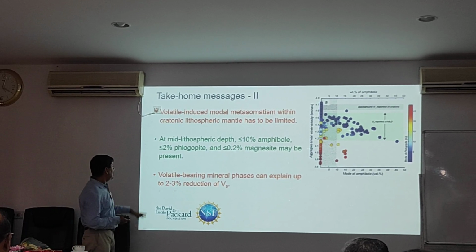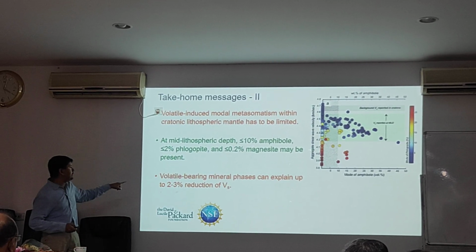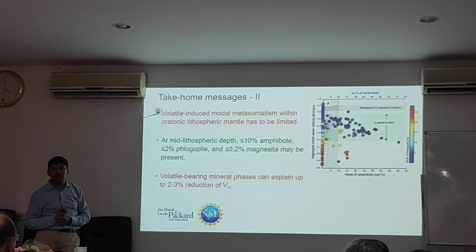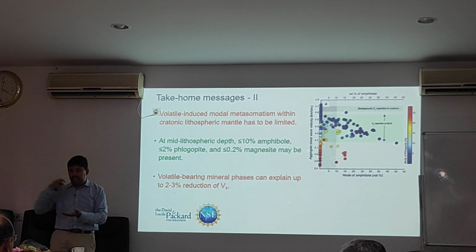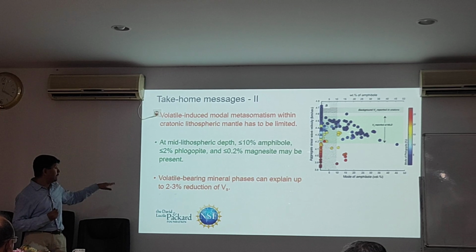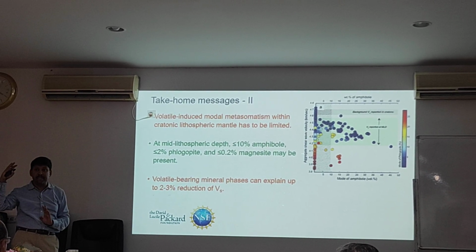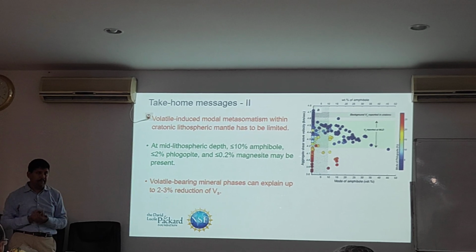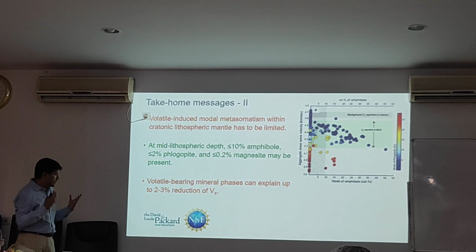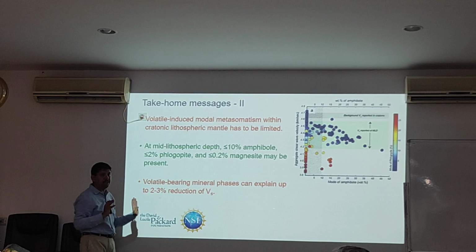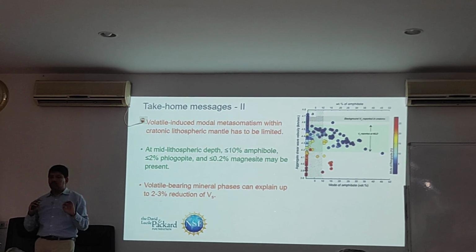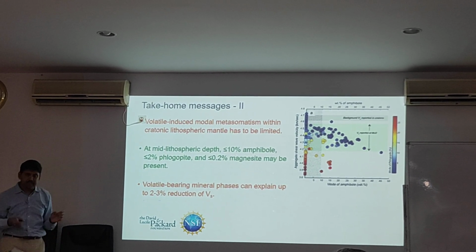So volatile-bearing mineral phases can explain only 2 to 3% reduction of Vs with straight depth. But in terms of MLD depth, the reduction in Vs has been observed up to around even 8%, 10%. So that higher end of MLD, if it's a true observation, has to be caused by some other cause. It cannot be this volatile-bearing metasomatism.